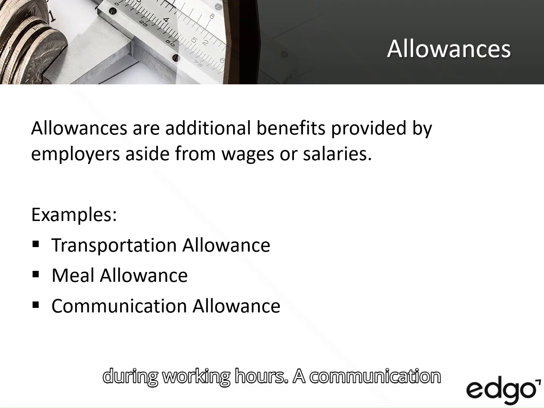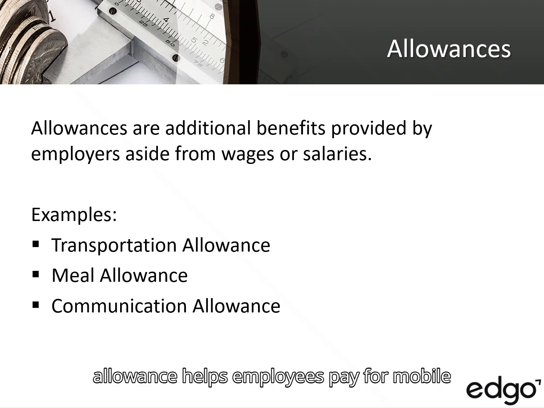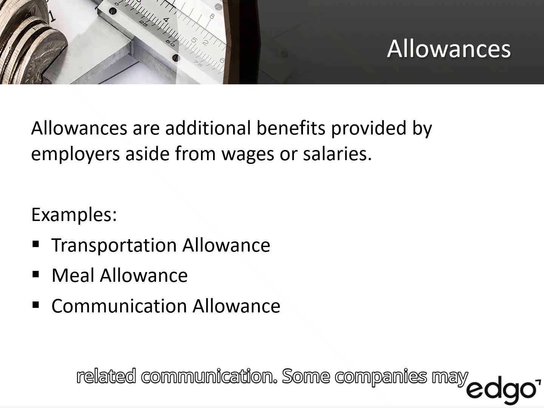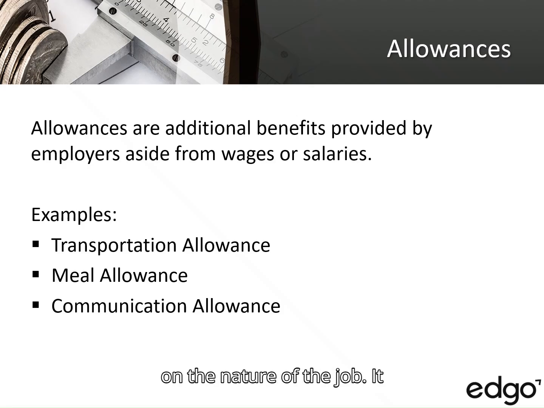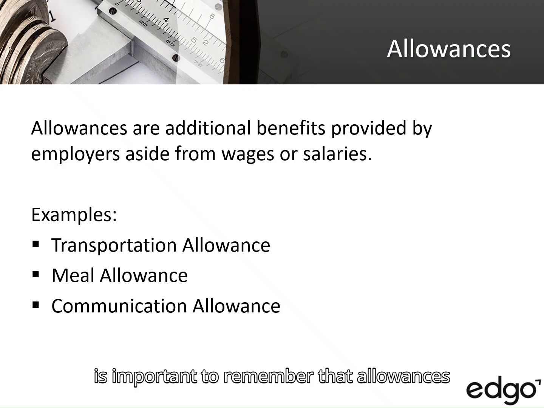A communication allowance helps employees pay for mobile phone or internet expenses used for work-related communication. Some companies may also provide clothing allowances, hazard allowances, or other benefits depending on the nature of the job. It is important to remember that allowances increase an employee's total earnings. Therefore, when calculating compensation, we must include both the salary or wage and any allowances received. Let us see an example in the next slide.